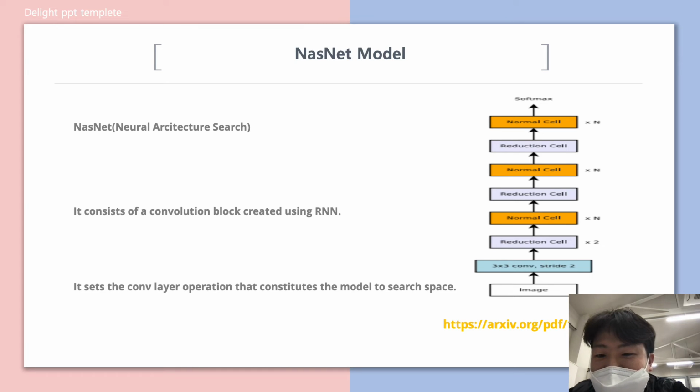Next, NasNet model. Neural architecture search is a method to find the optimal neural network architecture using reinforcement learning and RNN. This method has the disadvantage that it takes too long for large data. So NasNet is a method that finds convolution blocks from a small dataset and then applies them to a large dataset to increase efficiency.